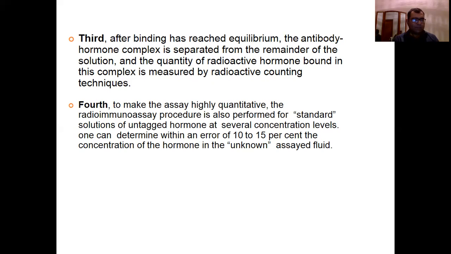Fourth, to make the assay highly quantitative, the radioimmunoassay procedure is also performed for standard solutions of untagged hormone at several concentration levels. Then a standard curve is plotted. By comparing the radioactive counts recorded from the unknown assay procedure with the standard curve, one can determine, within an error of 10 to 15%, the concentration of hormone in the unknown assay fluid.